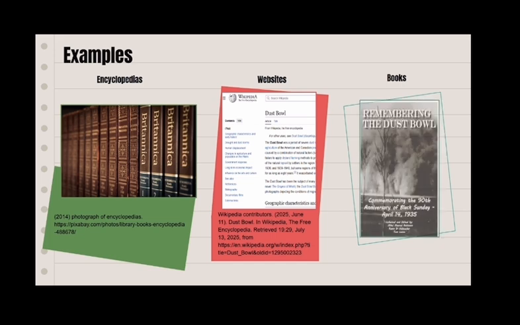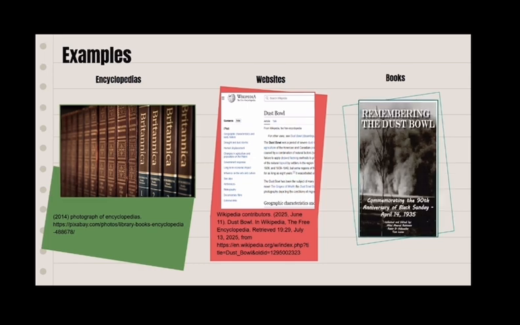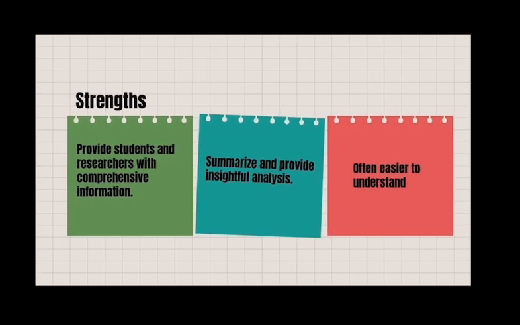In addition, most historians and students have created secondary sources themselves, whether that be through an assignment like an essay analyzing a historical event or even a critique on vintage fashion. As for strengths, secondary sources can provide students and researchers with more comprehensive information, given that they can contain multiple primary sources and can summarize large events and even provide insightful analysis. They are often easier to understand than some primary sources.